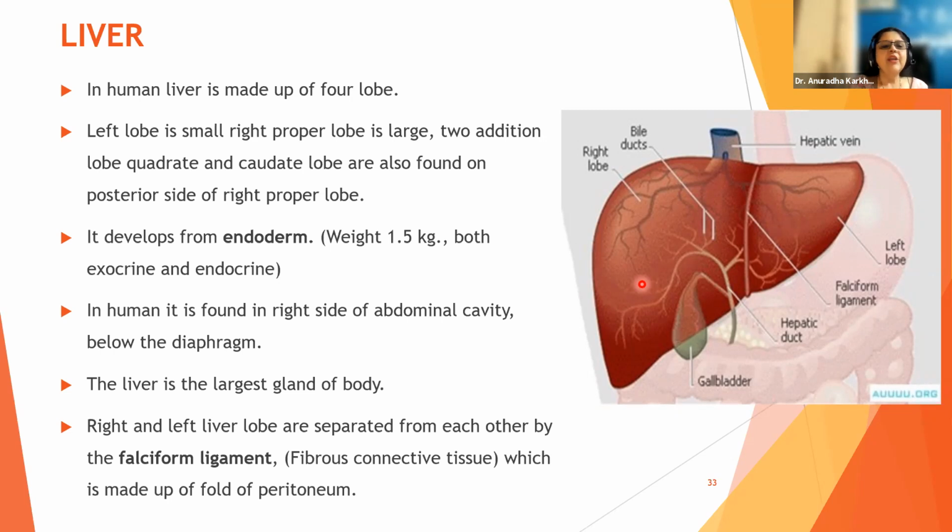Got it? In humans, it is found on the right side of the abdominal cavity, below the diaphragm. That tells you its location. The liver is the largest gland of the body. Right and left liver lobes are separated from each other by the falciform ligament. Can you see this falciform ligament? It's made up of fibrous connective tissue, which is nothing but a fold of the peritoneum. So what is this falciform ligament? It is a fold of peritoneum. So this is how the liver looks.